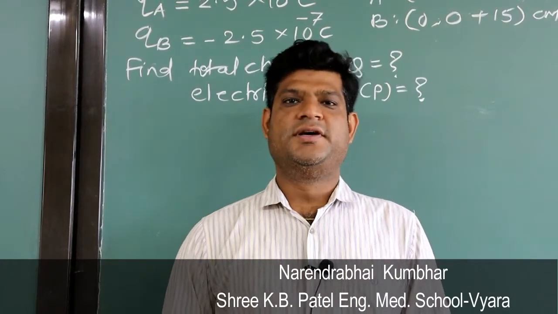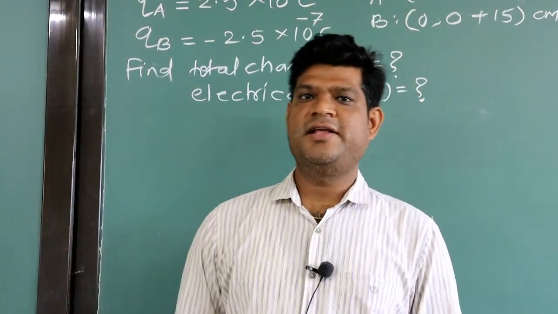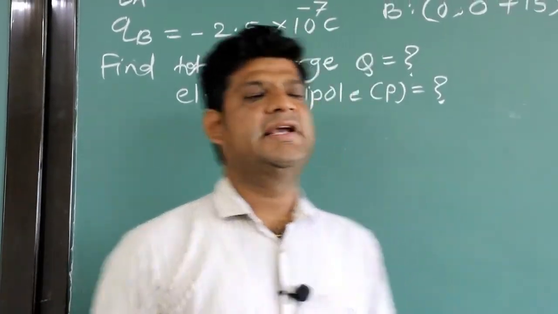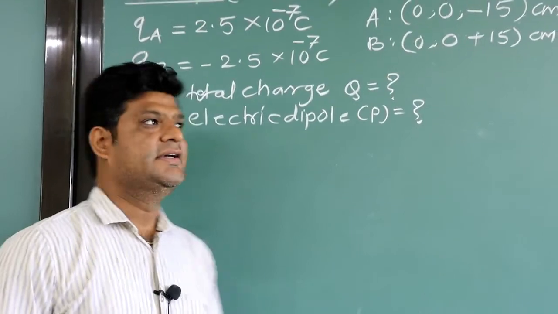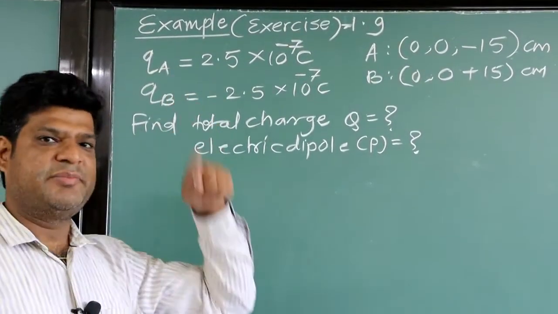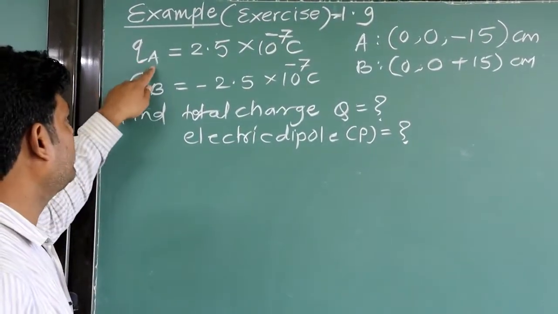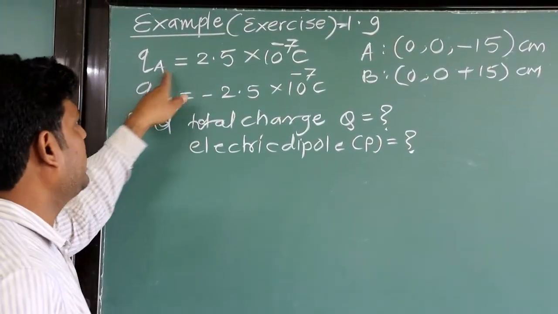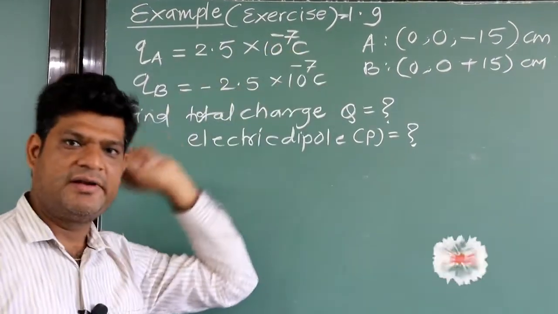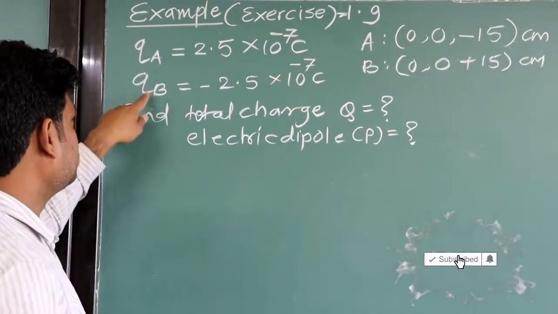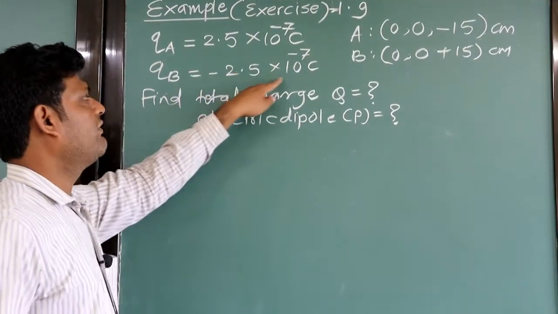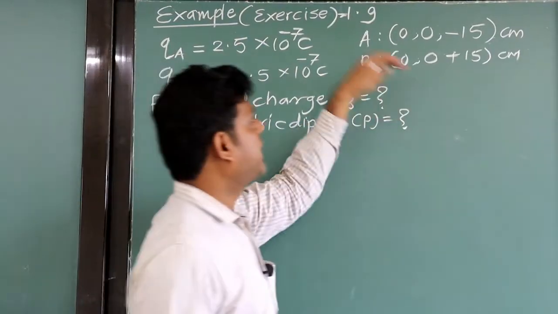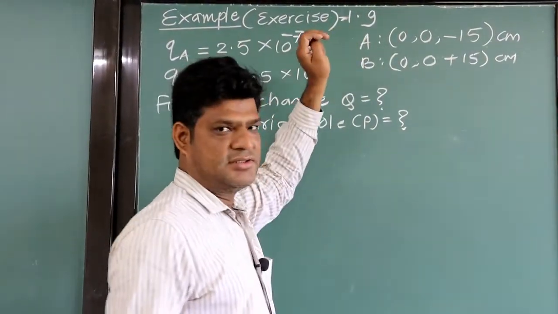Dear students, in the last video we studied example number 1.8. Now we are going to see example number 1.9. In that example two charged particles are given. The charge on the first particle A is QA equal to 2.5 × 10^-7, and the charge on the second, QB, is equal to minus 2.5 × 10^-7, and these two charged particles are separated by a distance.